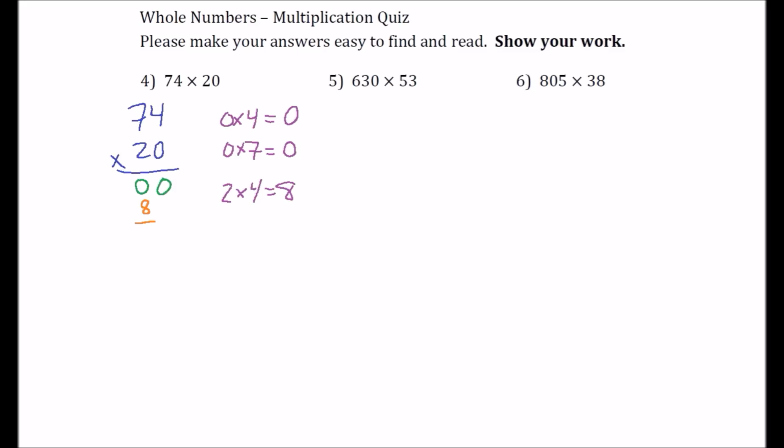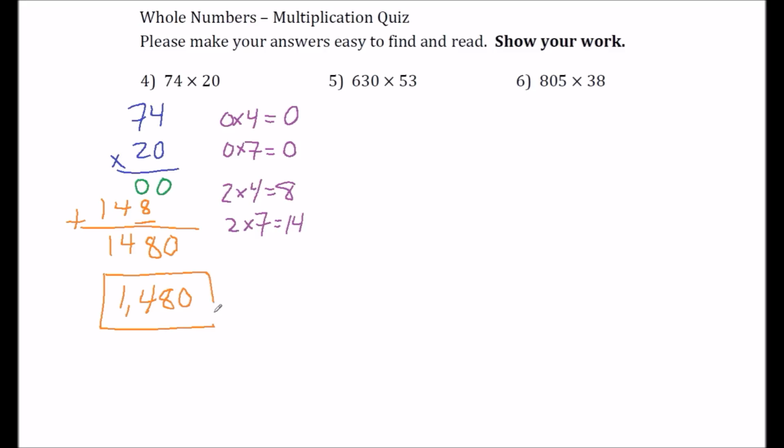And then we're almost done here. 2 times 7, which gives you 14. Whoops, 2 times 7 equals 14. And we can just write down the 14, since there's no more digits to multiply with. Okay, so that's the multiplication step. Next is to add, and this is very easy. 0 with nothing is 0. 0 plus 8 is 8. And then the 4 and the 1. So final answer, 1,480.